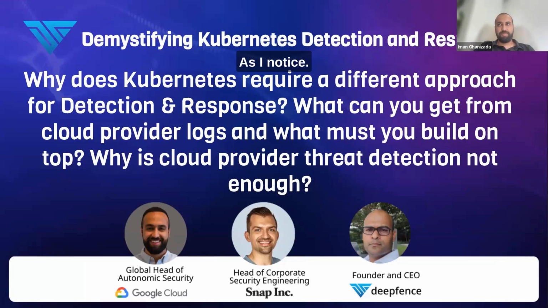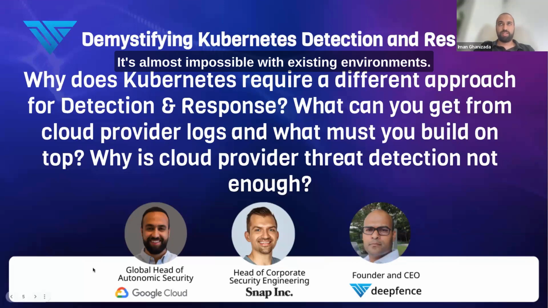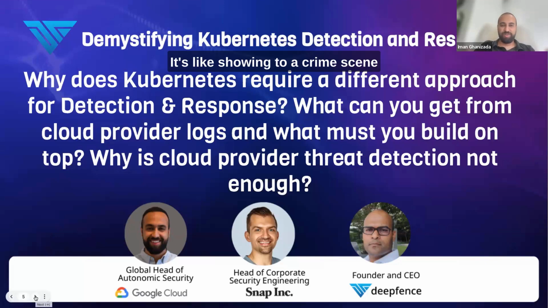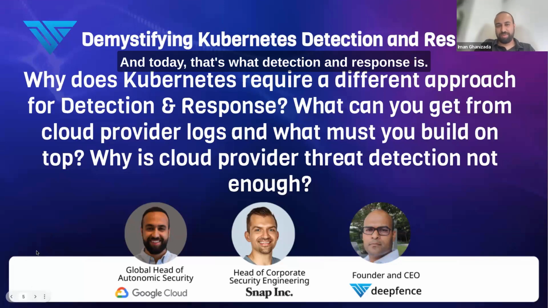Look, let's be real. 30 years later, people still struggle with detecting and responding to attackers in real time. It's almost impossible with existing environments. It's almost even more impossible with Kubernetes due to its ephemeral nature. Things are spun up, they're spun down. If you don't have the proactive capabilities to weed out an attacker as it occurs, your team is never going to be able to identify what happened. It's like showing up to a crime scene after the crime has already occurred. And today, that's what detection and response is.